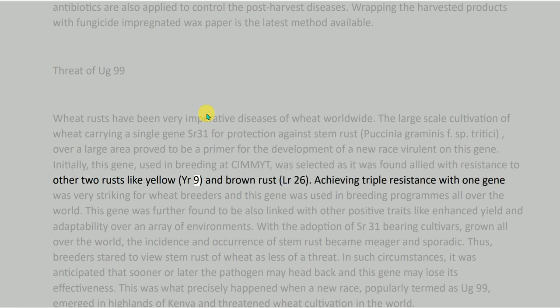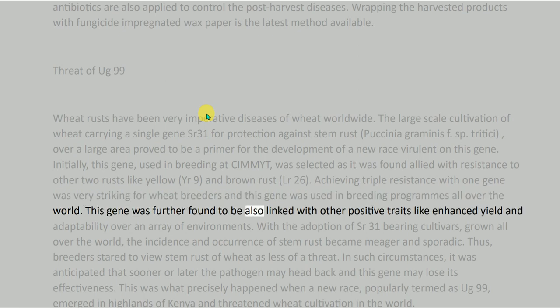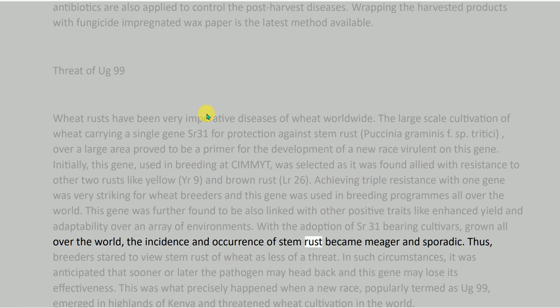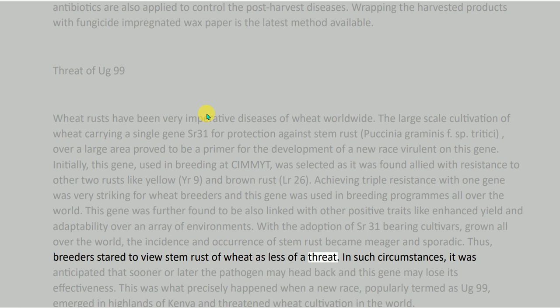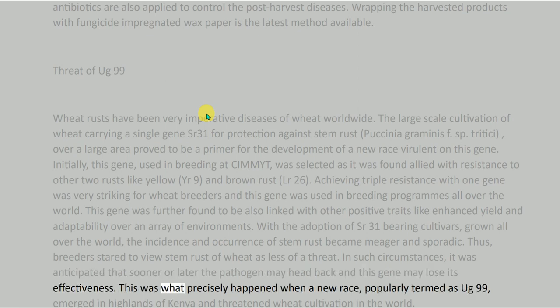Achieving triple resistance with one gene was very striking for wheat breeders and this gene was used in breeding programs all over the world. This gene was further found to be also linked with other positive traits like enhanced yield and adaptability over an array of environments. With the adoption of Sr31-bearing cultivars, grown all over the world, the incidence and occurrence of stem rust became meager and sporadic. Thus, breeders started to view stem rust of wheat as less of a threat. In such circumstances, it was anticipated that sooner or later the pathogen may head back and this gene may lose its effectiveness. This was precisely what happened when a new race, popularly termed as Ug99, emerged in the highlands of Kenya and threatened wheat cultivation in the world.